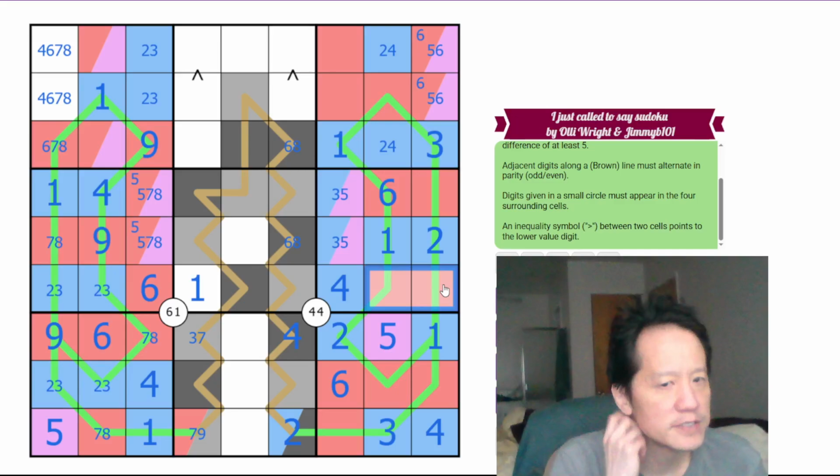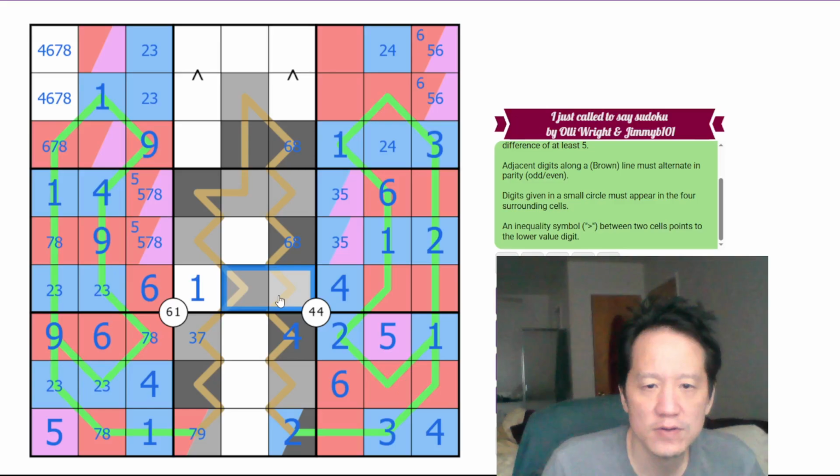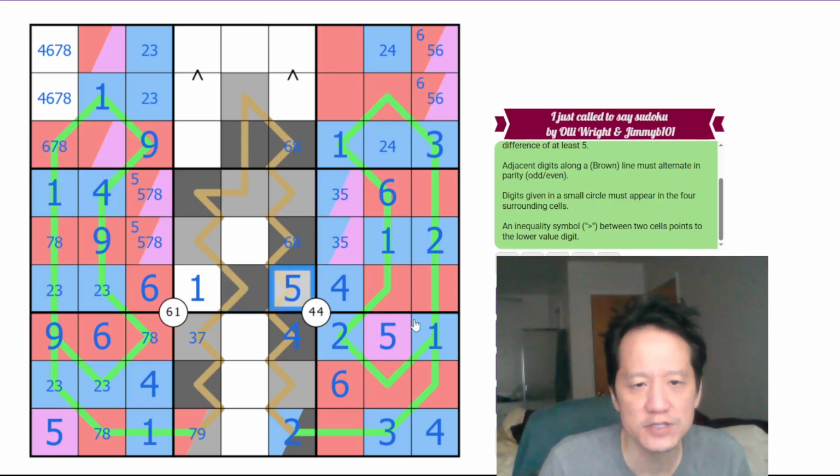The digits next to here. So one of these is a 5. 5 cannot be here. 5 cannot be here. This is an even digit, so 5 has to be in this digit. So this is a 5. The remaining digits are 7, 8, and 9. This is an even digit, so it must be an 8. And these are 7 and 9.